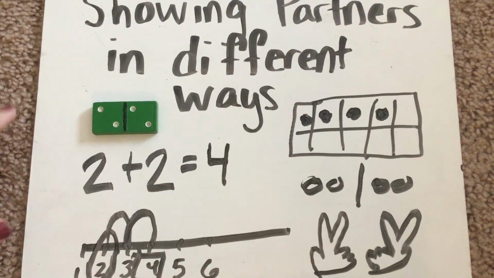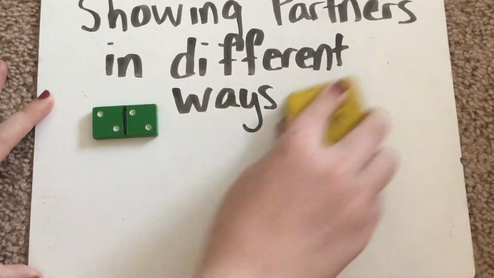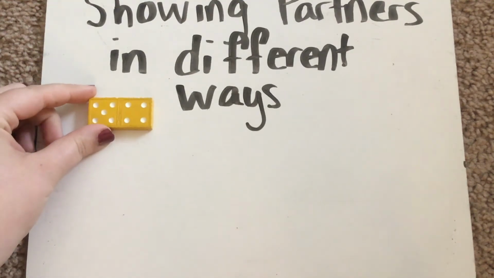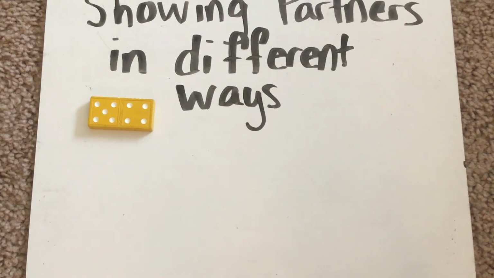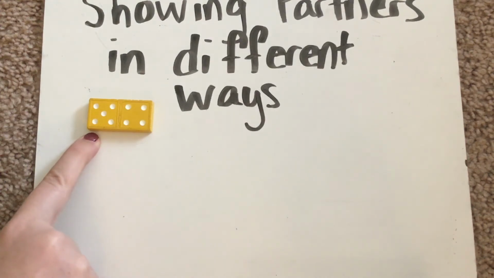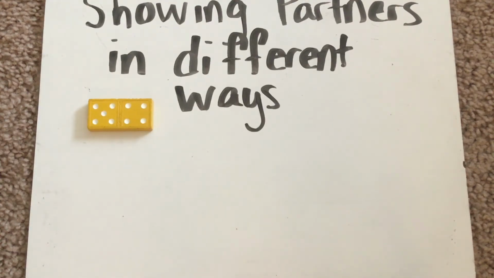So let's try this with a different domino. Let's see if we can show it in different ways using a different set of partners. Let's see. Let's do this one right here. Let's start off by thinking about how many are on each side of the middle. So on this side we have 5. On this side we have 4. Let's see if we can turn that into an equation.